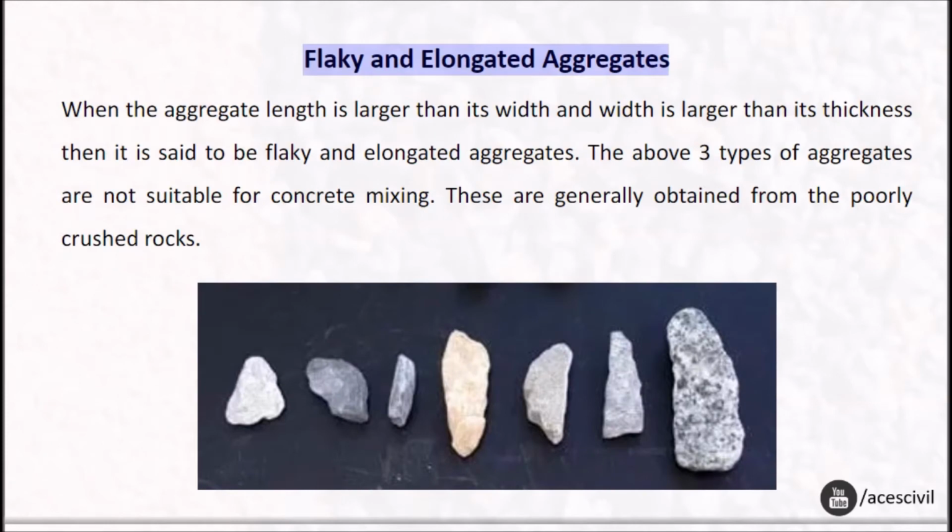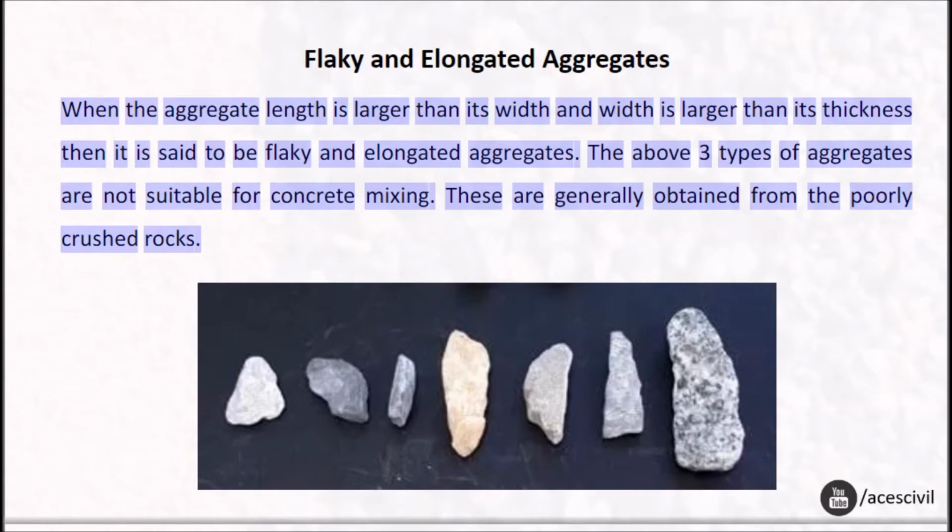Flaky and elongated aggregates. When the aggregate length is larger than its width and width is larger than its thickness, then it is said to be flaky and elongated aggregates. The above three types of aggregates are not suitable for concrete mixing. These are generally obtained from poorly crushed rocks.